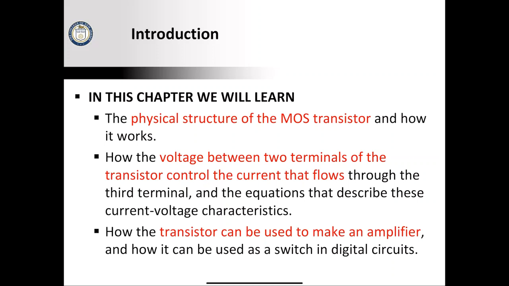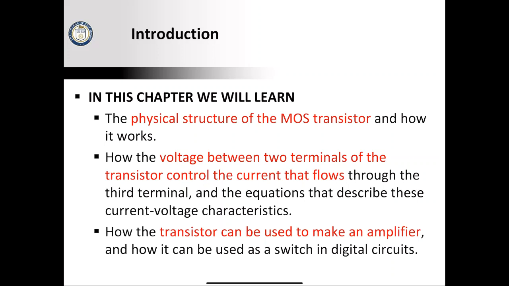So in this chapter, we're going to learn about the physical structure of the MOS transistor and how it works. We're going to learn how the voltage between two of the terminals, this is a three-terminal device, controls the current flowing through the third, and the equations that describe these VI characteristics.